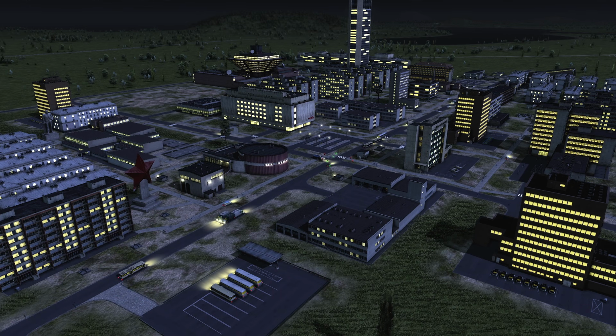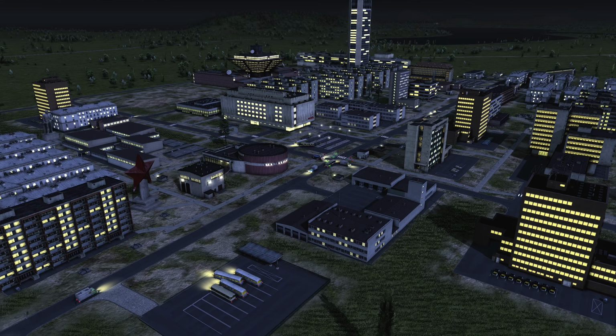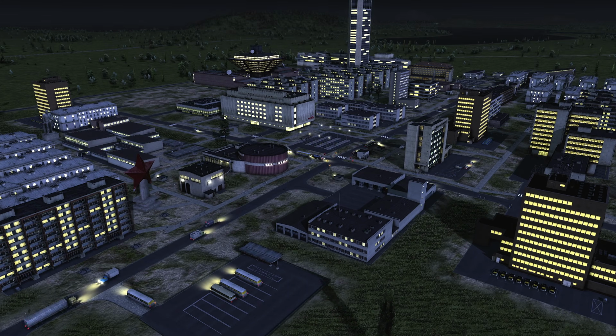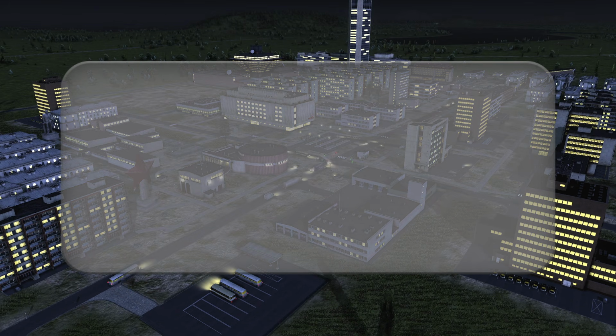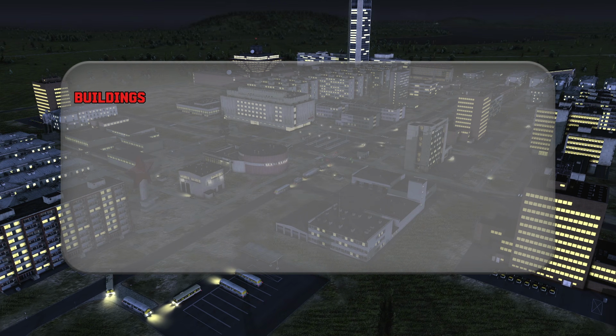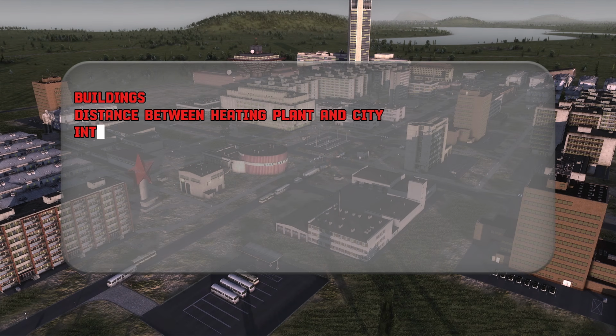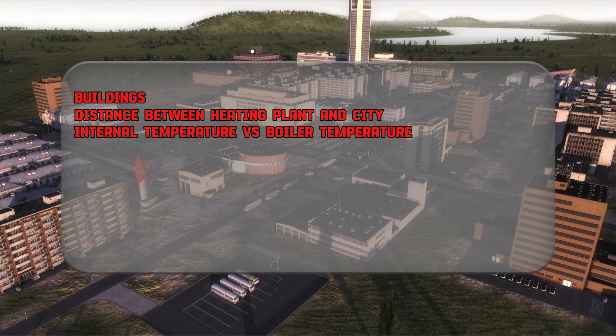For today, we're going to discuss heating and how to keep your citizens at a comfortable temperature even in Siberia. Let's see the topics that we're going to discuss. Buildings, what buildings you have access to. What distance should you build your heating plant? What's the difference between building temperature and boiler temperature?